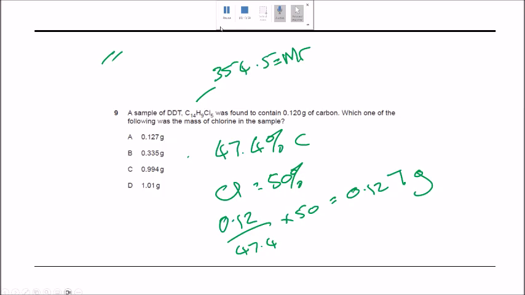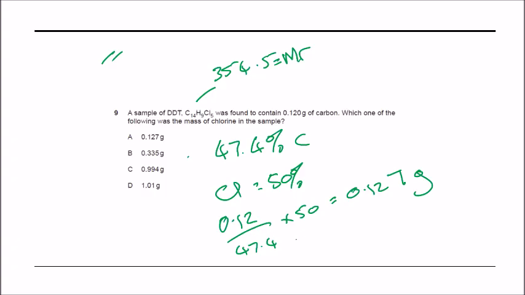So what I did was work out the RFM of the DDT, which is 354.5. If you make a mistake on that, guys, you're going to be in big trouble in this question. So make sure you're calculating your RFM accurately. I worked out that it was 47.4% carbon, and 50% of it was chlorine, just by doing the mass of the element in the compound over the RFM times 100.